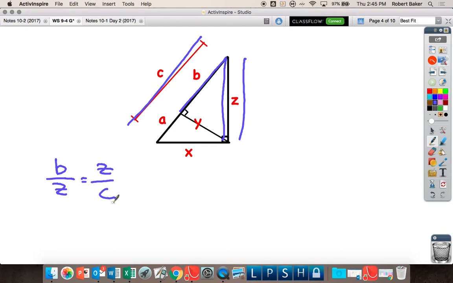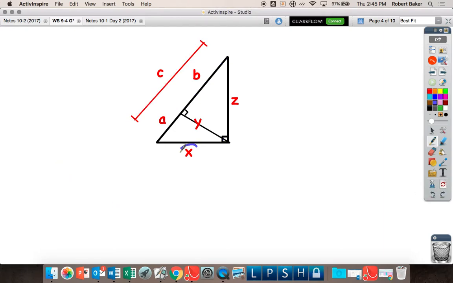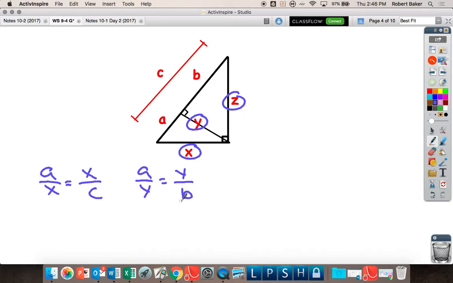These theorems only work for this piece, or this piece. Those will always be your geometric means. So the geometric mean is A over X equals X over C. A over Y equals Y over B. And B over Z equals Z over C. That's how you get your geometric means. Makes little to no sense with no numbers there, does it?